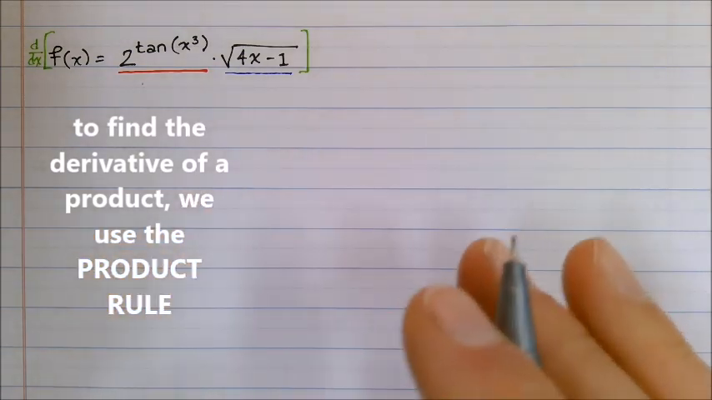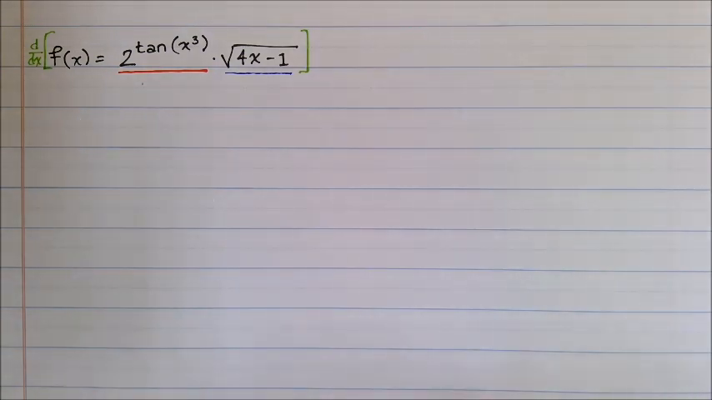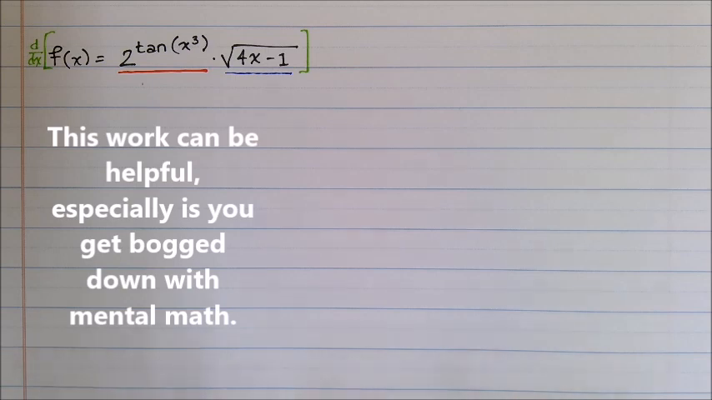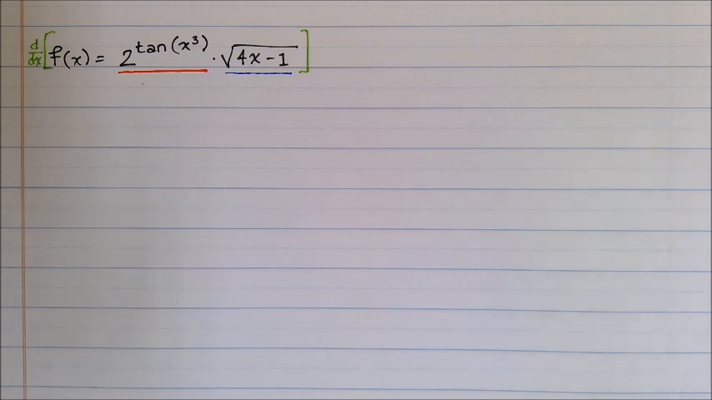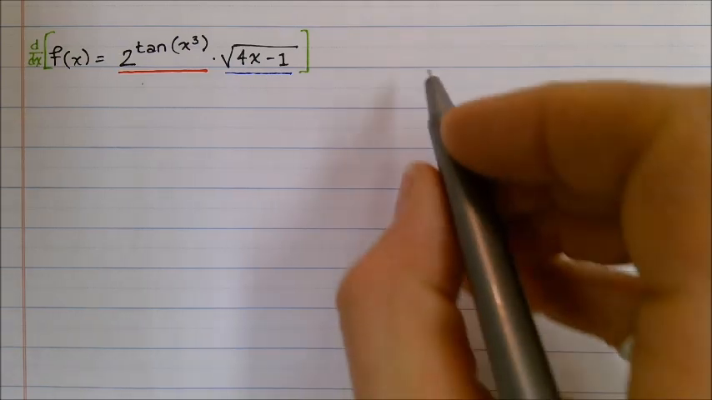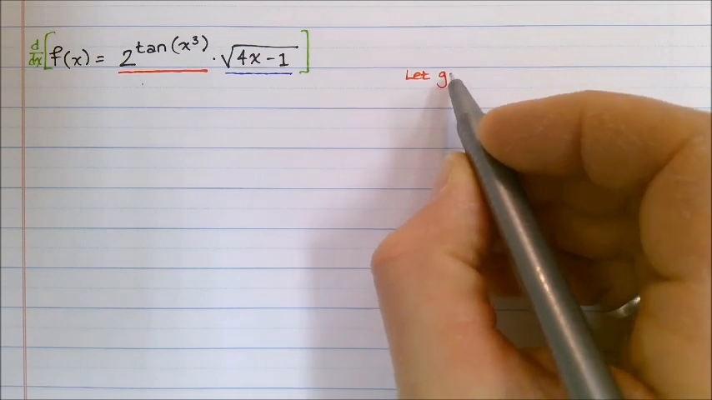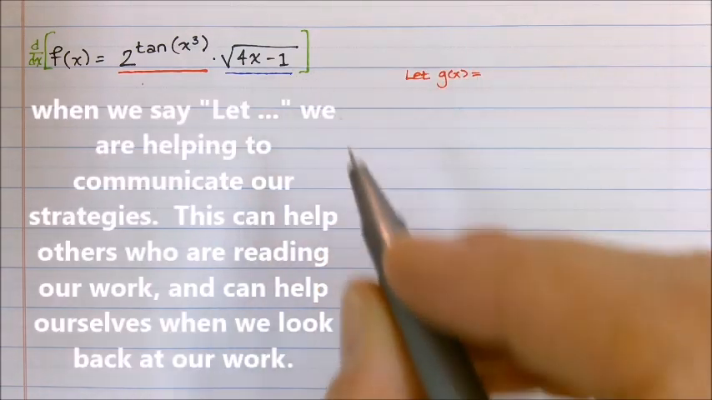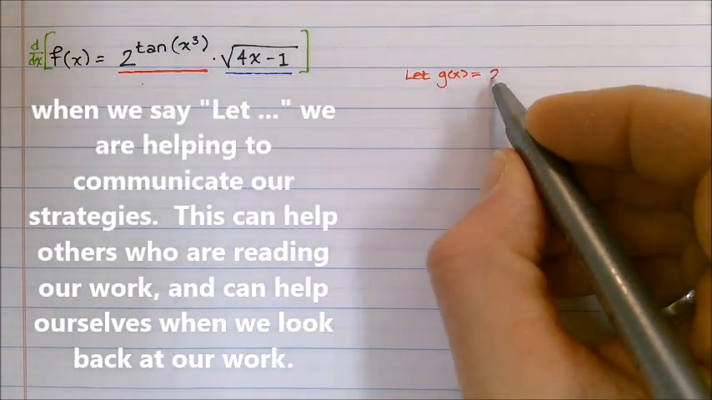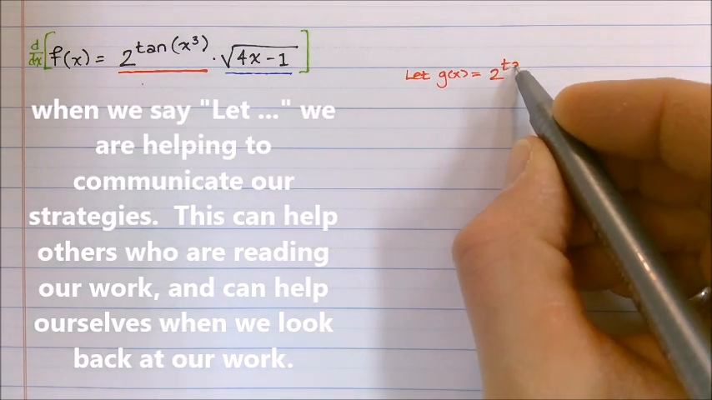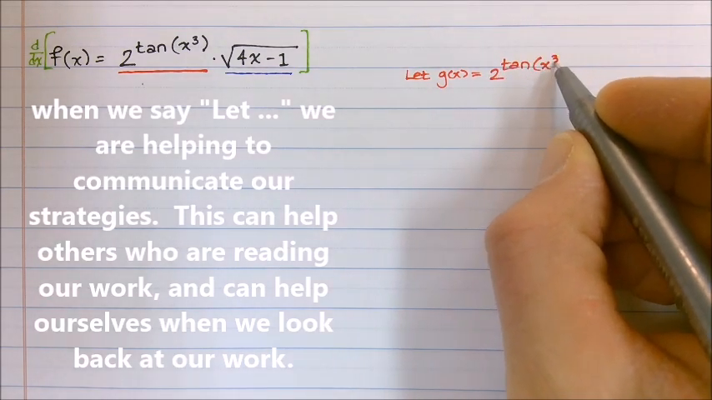So I'm going to do some scrap work on the side just to kind of organize what's going on. Some of this is extra once you get good at doing this process, but hopefully by using these colors and kind of working it out slowly, it'll help you understand what's what and why each part is there. So I'm going to let the function g be defined as this first factor, 2 to the tangent of x cubed.